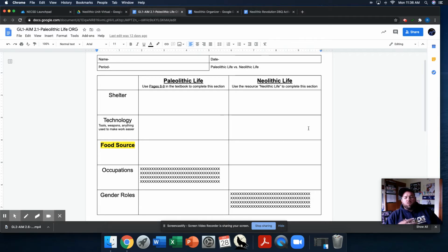So when we talk about what is the related outside information, when we discuss the Paleolithic life, all the different things that we should discuss are shelter, tech, food sources, and gender roles.